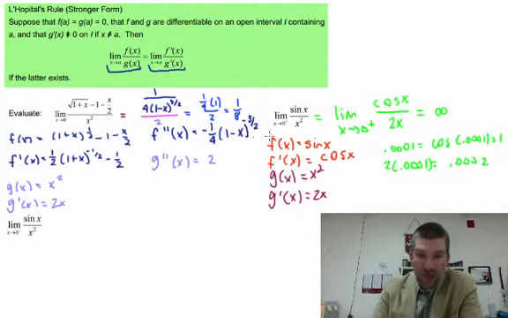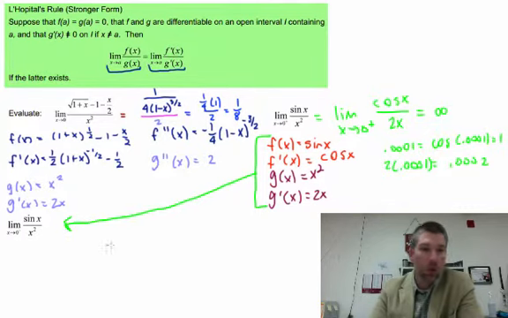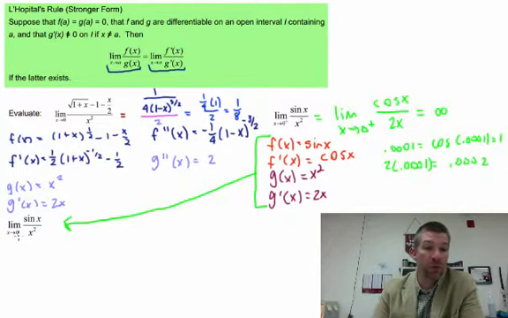Now, using these same tools, we can also investigate the sine of x over x squared as x approaches 0 from the left. And it's the same process. If I put 0 in here, I get 0 over 0, which I cannot have. That's an indeterminate form, okay? So what I'm going to do is look at the limit as x approaches 0 from the left of cosine x over 2x.